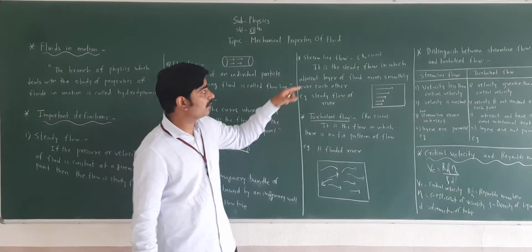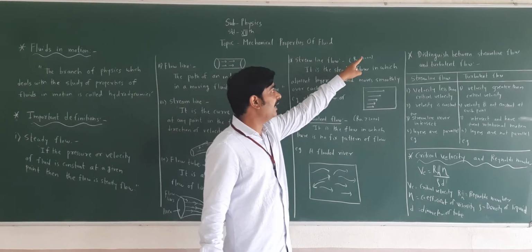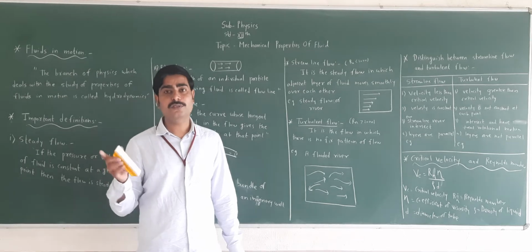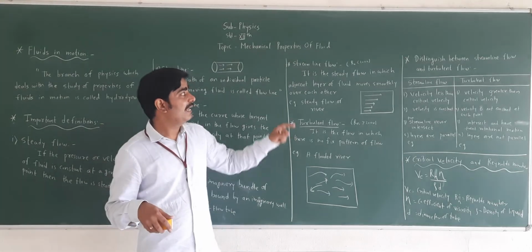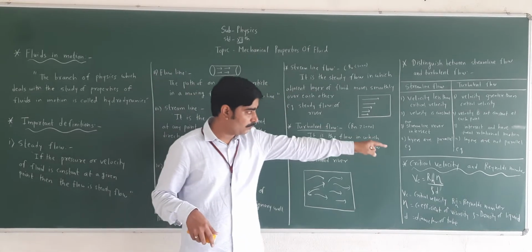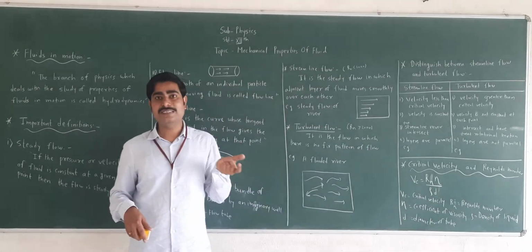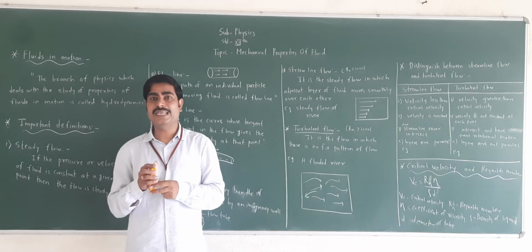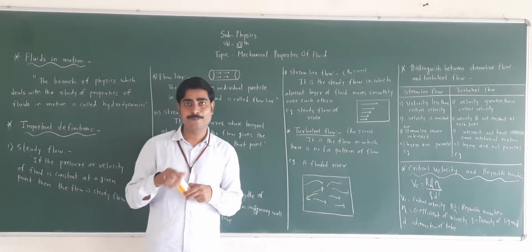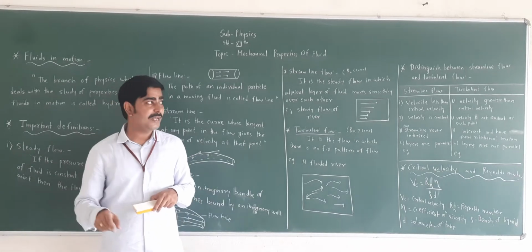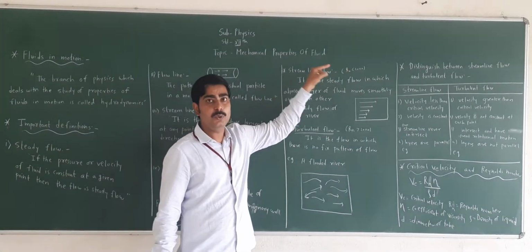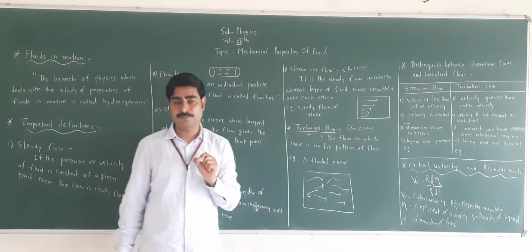Friends, here I have written one indication, Rn less than 1000. So for the streamline flow, the Reynolds number is less than 1000. What is the Reynolds number, we are going to see later on. The Reynolds number is a pure number which indicates whether the flow of liquid is streamlined or turbulent. So remember, for the streamline flow, Rn, the Reynolds number, has a value less than 1000.